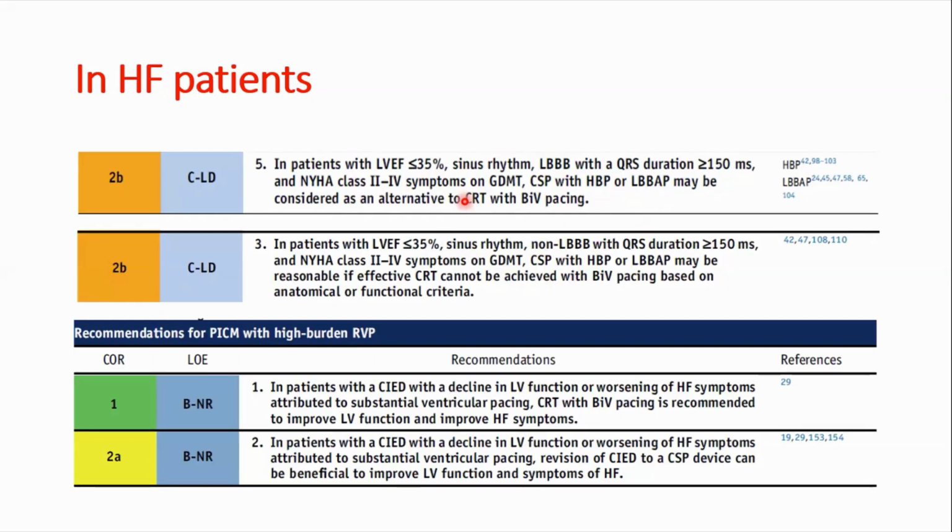And you notice that the indication of conduction system pacing in heart failure is still lower than CRT according to the available data. However, in pacing-induced cardiomyopathy, it's still a class 1 to implant a CRT, but it's a class 2A, if you cannot implant a CRT, to revise the old lead and implant a conduction system pacing device, either left bundle branch area pacing or His bundle pacing. So it's a class 2A now.